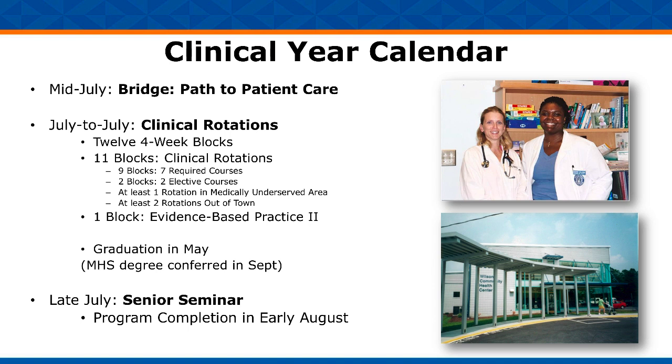Students also are required to do a minimum of 2 rotations out of the Durham area to expand their experiences and their opportunities for practicing with diverse groups of patients and in diverse settings. Students will participate in the Duke graduation in May with an MHS degree conferral in September, and students complete the program a year after starting the clinical year with the senior seminar course in late July, with a program completion date typically in early August.